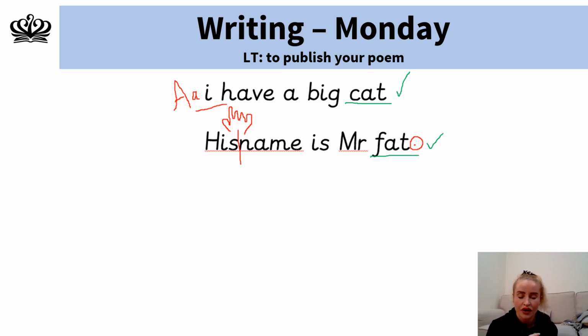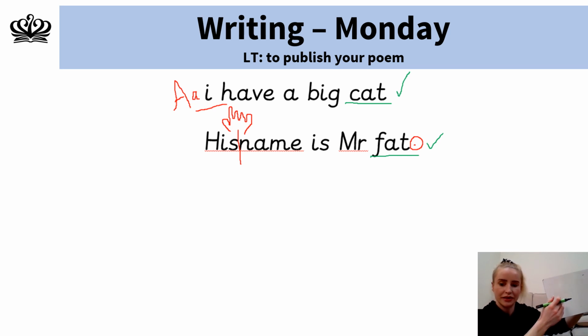It's nothing new. So I'm going to work off these two sentences that you can see on the slideshow. So I have a big cat, his name is Mr. Fat. But yesterday's work, we know that there were mistakes. So I'm just going to publish the work. I'm going to write them without the mistakes. So I can see I have a big cat. Yesterday, I wrote it without a capital letter. So today, I'm going to make sure I use a capital letter.